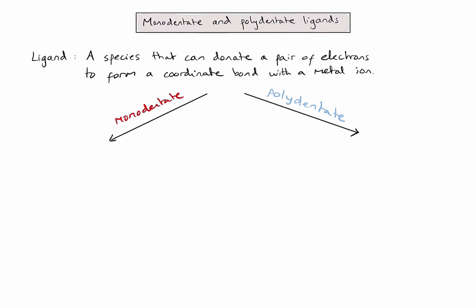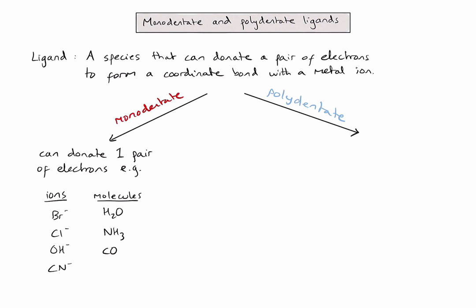Monodentate ligands are simply ligands that can donate only one pair of electrons. Here are some common examples. It's worth noting that as long as the species has a lone pair of electrons that it can donate, sometimes these species will be ions, as you can see on the left, and sometimes they might be molecules, as you can see on the right.